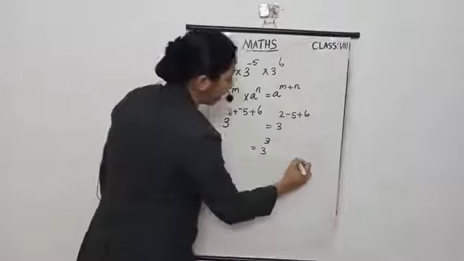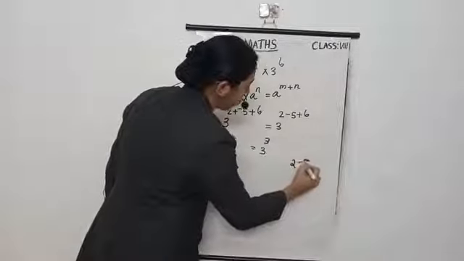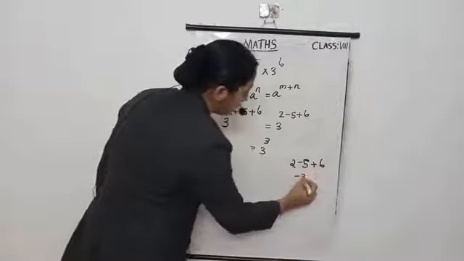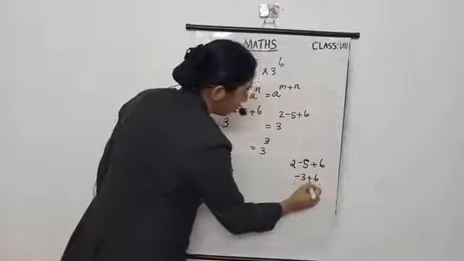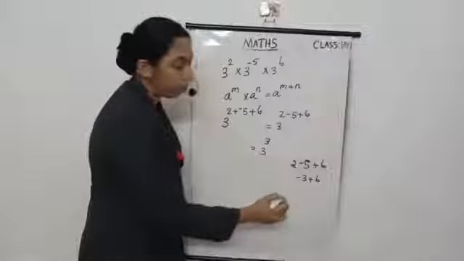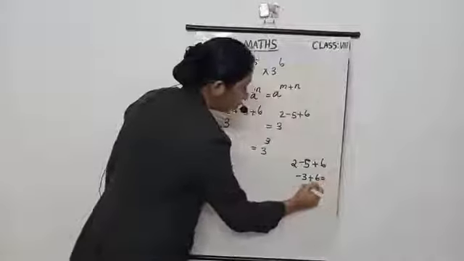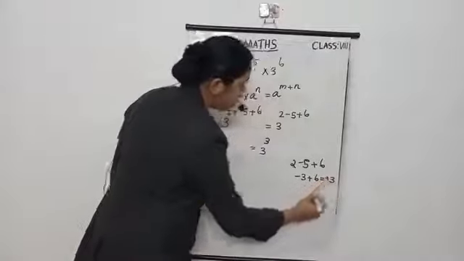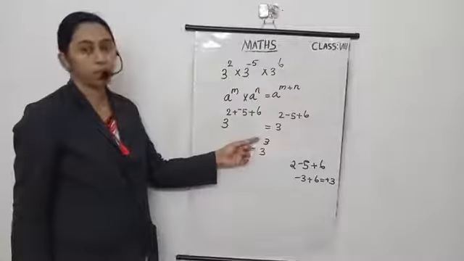If you have any doubt, write like this. Separate 2 minus 5 plus 6. 2 minus 5 minus 3 plus 6. Minus plus, subtract and put the greater number's sign. So subtract 6 minus 3, 3. Then positive sign. So positive 3. So this is 3 raised to 3.